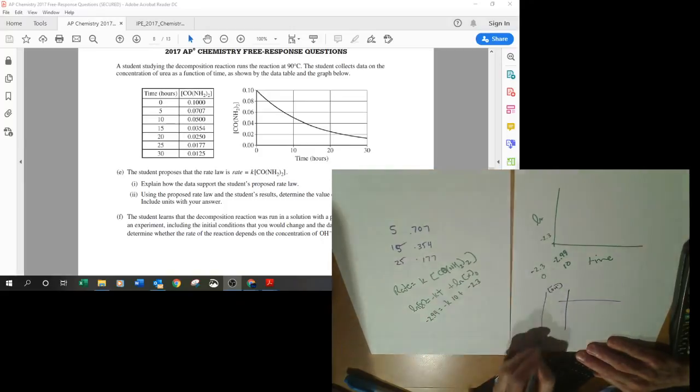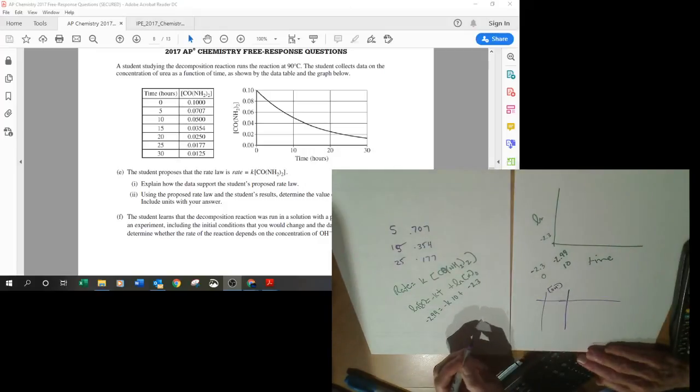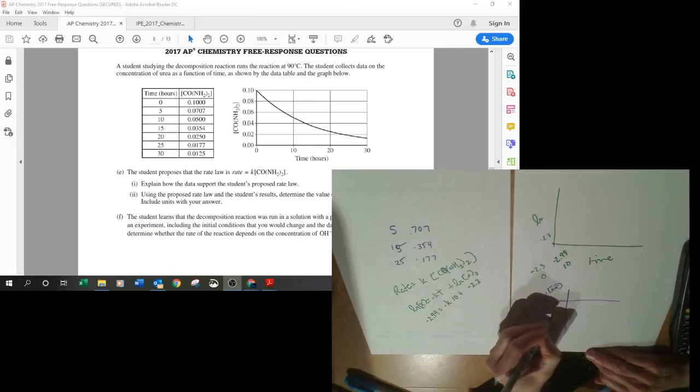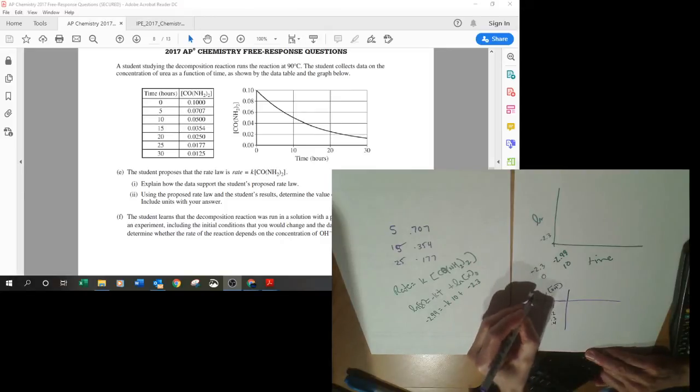The concentration of OH is this. And so I would go through and say, what was it? pH 13, so it was 0.1, maybe 0.2, 0.3, 0.4, but keeping the concentration of the urea the same.